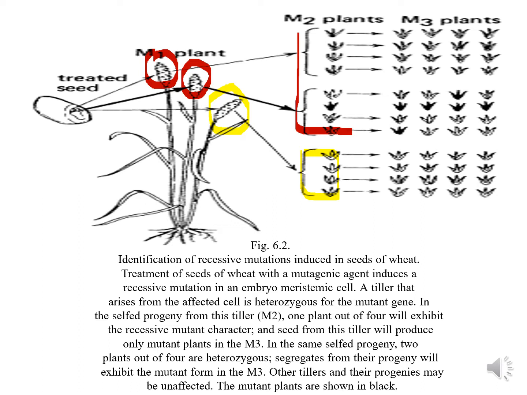Out of the 3 tillers, only one was subjected to a mutation, and that part of the plant produced different plants. And we can see that all the plants from that tiller are similar, while the plants from the other 2 tillers are segregated according to the generation they are in.